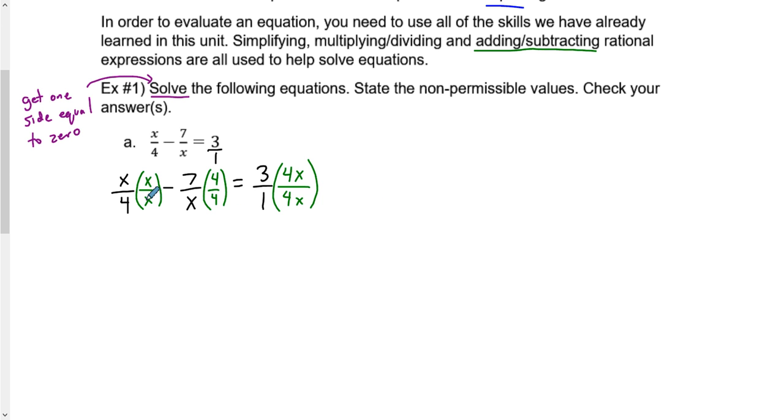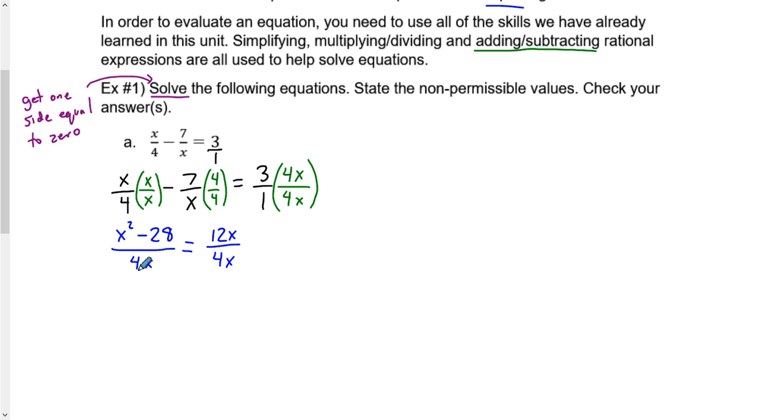As soon as we get to there, then we just do our multiplication by that funky form of 1. X by x is an x squared. A negative 7 times 4 is a negative 28. The entire denominator is a 4x. Then we have the equal sign. So on the right-hand side, we have a 3 and a 4x in our numerator. Well, 3 times 4x is 12x. 1 times 4x is 4x.